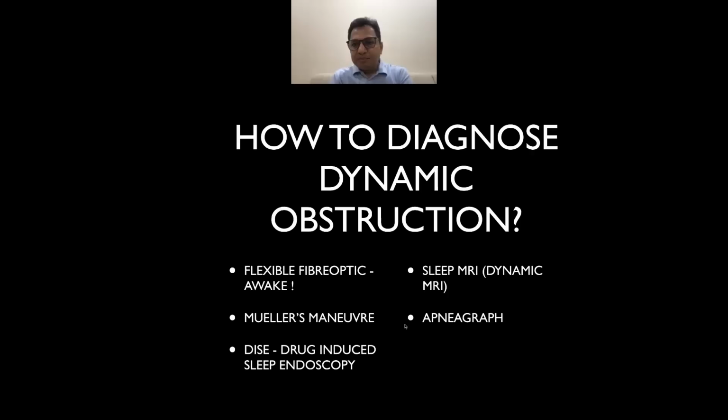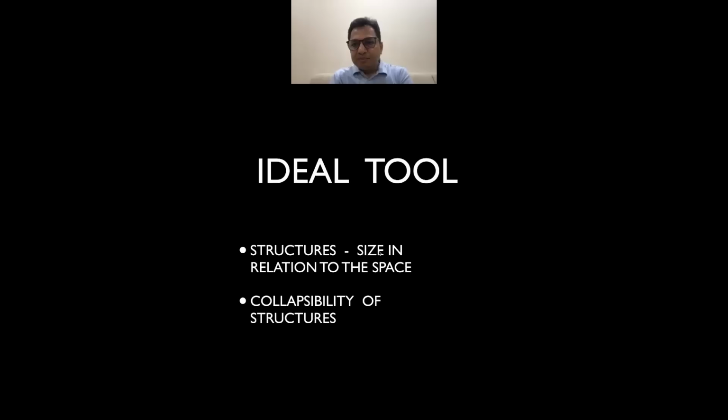So out of these, sleep MRI and apnea graph have not really been very popular because of the problems associated, which I'll deal with in the last couple of slides. Flexible fiber optic is very commonly used by almost everybody. Mueller's maneuver is just an extension of the awake flexible fiber optic. Drug-induced sleep endoscopy is today the most acceptable method of diagnosing the levels of obstruction in sleep apnea. So let's discuss these three in a little bit of detail.